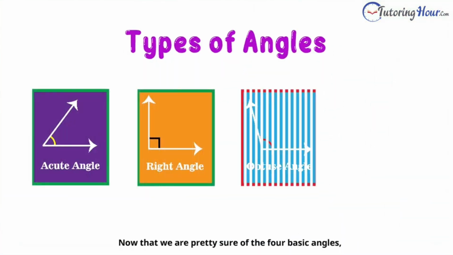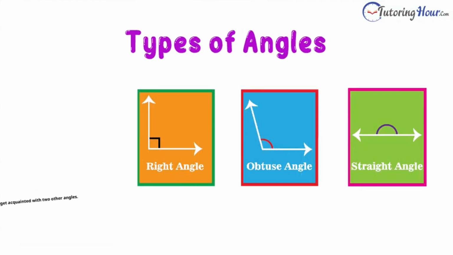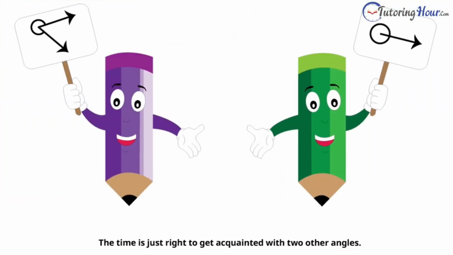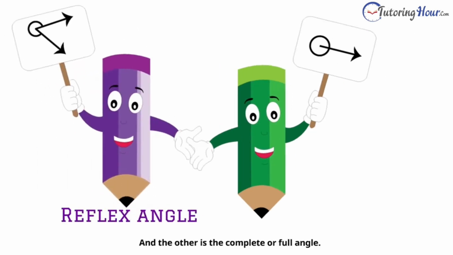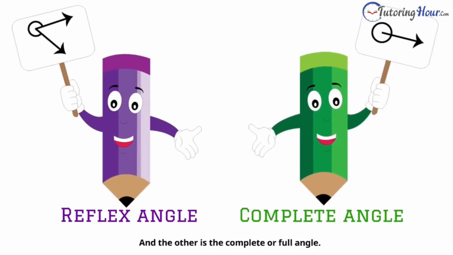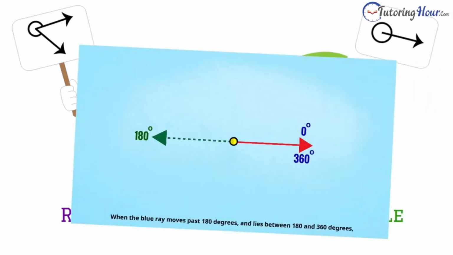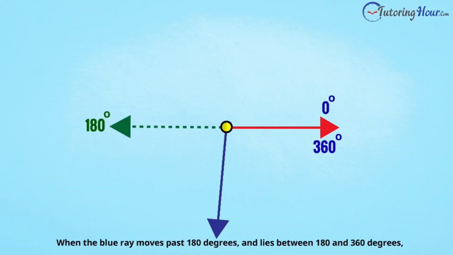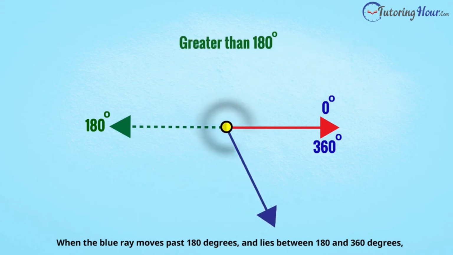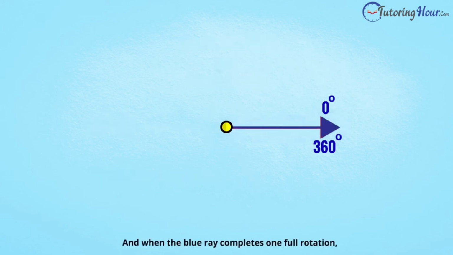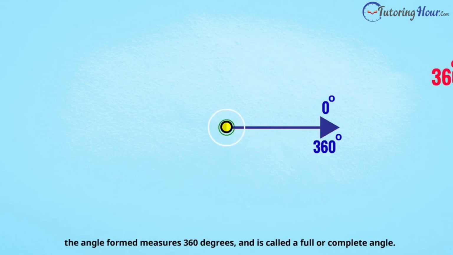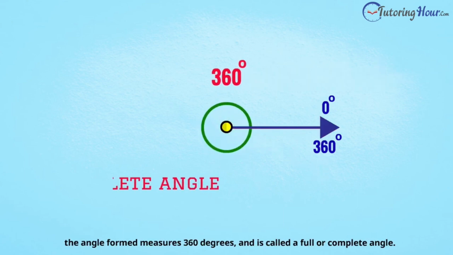Now that we are pretty sure of the four basic angles, the time is just right to get acquainted with two other angles. One is the reflex angle, and the other is the complete or full angle. When the blue ray moves past 180 degrees and lies between 180 and 360 degrees, the angle formed is called a reflex angle. And when the blue ray completes one full rotation, the angle formed measures 360 degrees and is called a full or complete angle.